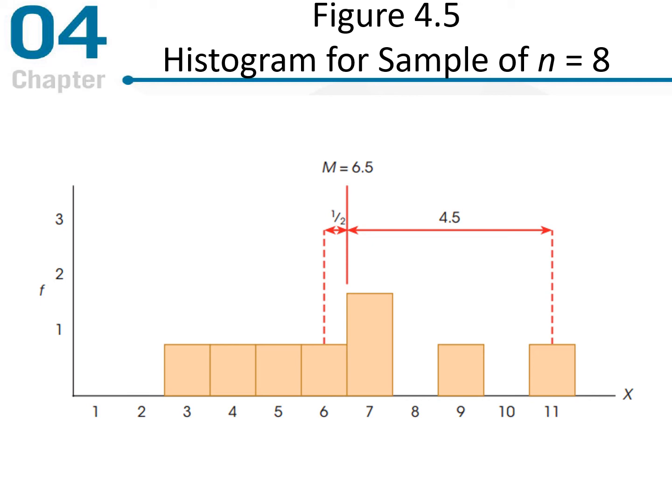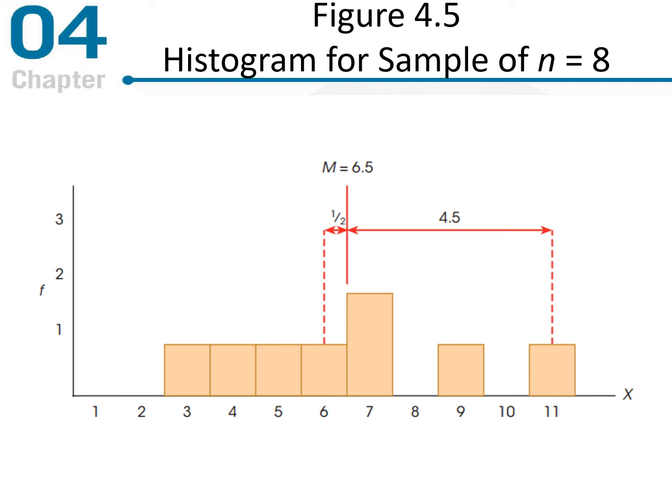So this was just another picture of the histogram, showing that the largest distance between the highest score and the mean here is 4.5, right? The mean is 6.5, the largest score is 11, so the distance there is 4.5, plus the distance between 6 and 6.5 is 0.5.